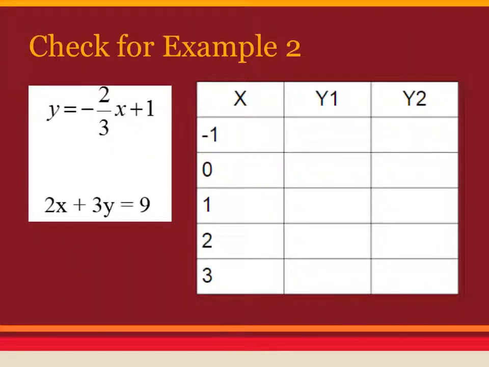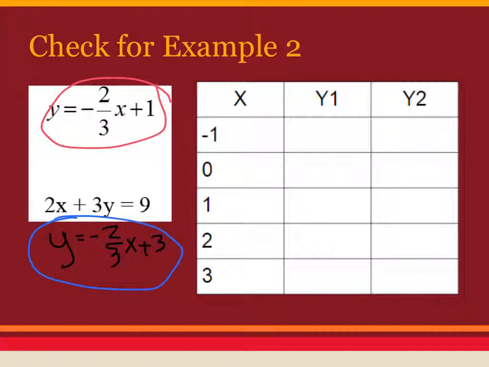Taking a look at these two, we had y equals negative 2/3 x plus 1 and y equals negative 2/3 x plus 3. And we're going to look at a table of values that would match these two equations. Our first equation is going to be y1. Our second equation will be y2. If we plug in negative 1 for the x value, well, negative 2/3 times negative 1 in our first equation is positive 2/3. And we would get positive 2/3 plus 1 is 1 2/3.